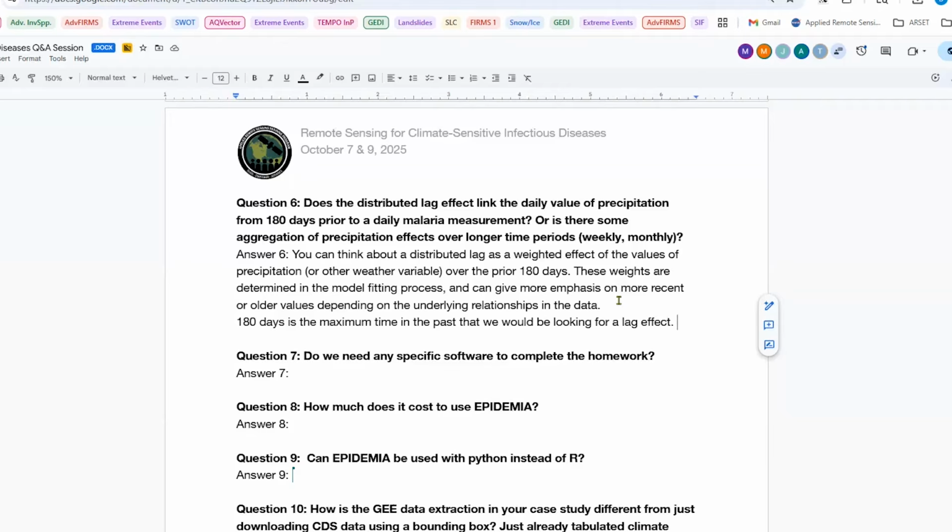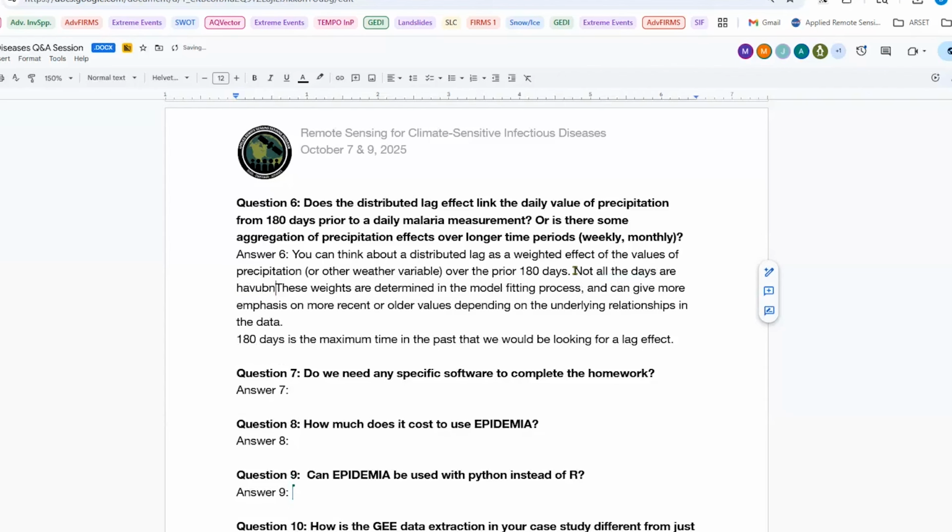And essentially, what we're looking at with that distributed lag is a weighted effect of all of the days going back 180 days. So that doesn't mean that all of those days are having an effect, depending on the way those weights are parameterized. If it's a scenario where we're seeing very short-term effects, then the more recent days would have a higher weight. If it's a longer-term effect, maybe spread out over a couple of months, then we might see the days over that 2 or 3 month period having similar weights.